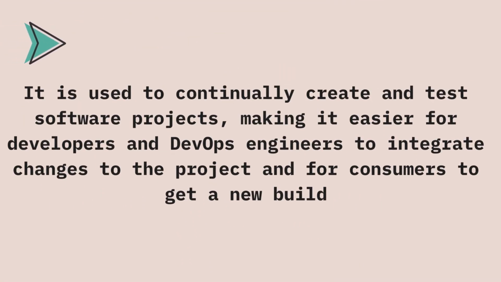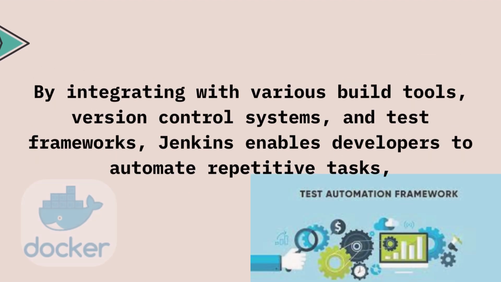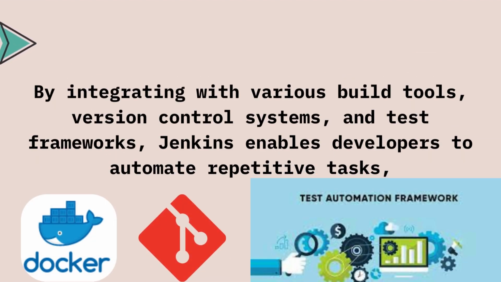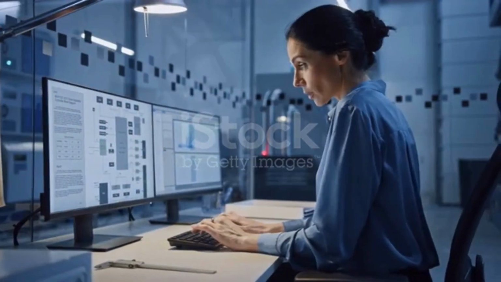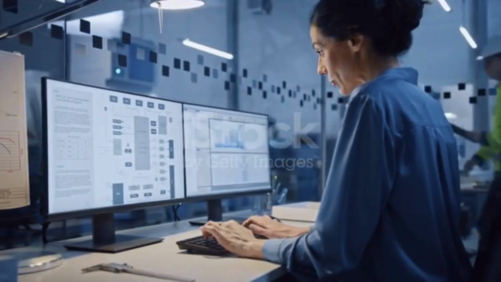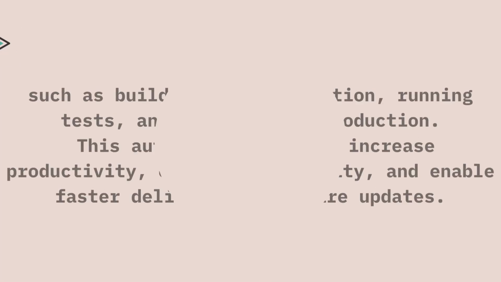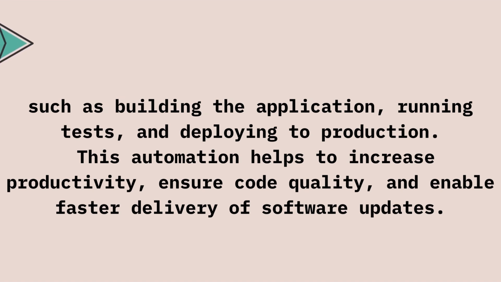The Jenkins project was started in 2004, originally called Hudson, by Kohsuke Kawaguchi. By integrating with various build tools, version control systems, and test frameworks, Jenkins enables developers to automate repetitive tasks, such as building the application, running tests, and deploying to production. This automation helps to increase productivity, ensure code quality, and enable faster delivery of software updates.